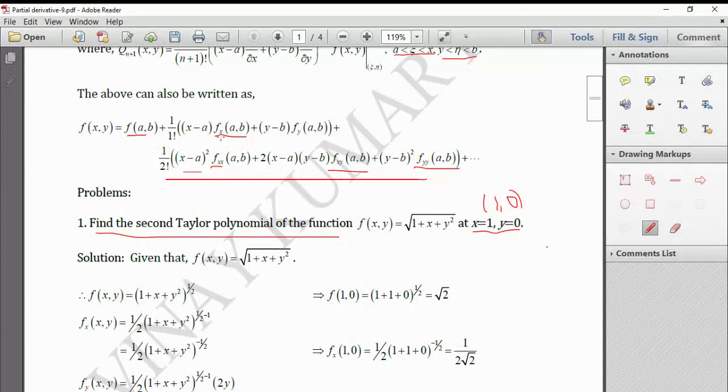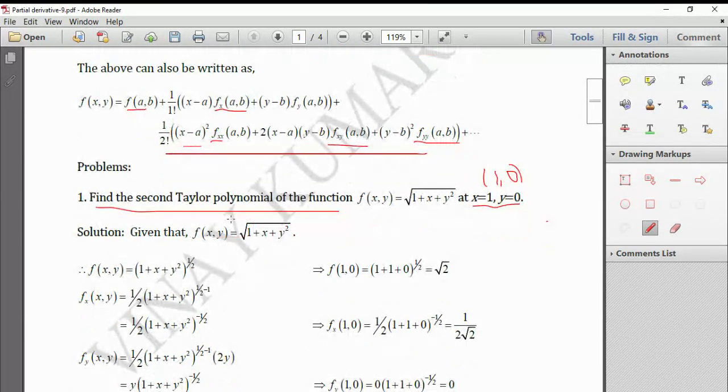Then we need fx, that is the partial derivative of f with respect to x at (1, 0). Then fy, the partial derivative of f with respect to y at (1, 0). Then we need fxx, the second partial derivative with respect to x for f at (1, 0). Then we need fxy, second partial derivative at (1, 0). And we need fyy, second partial derivative at (1, 0). If you find these, then we can substitute in this formula. Now, let us find them first.